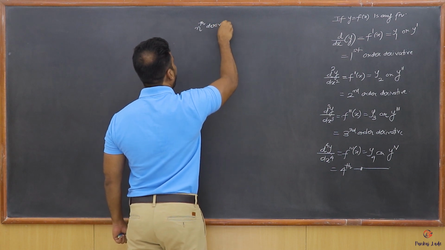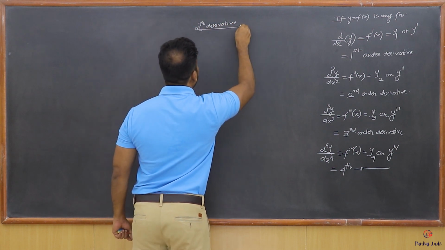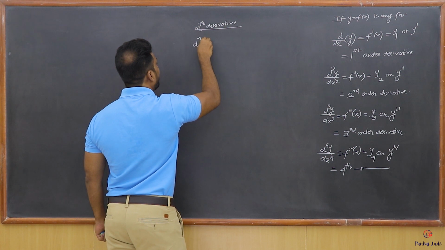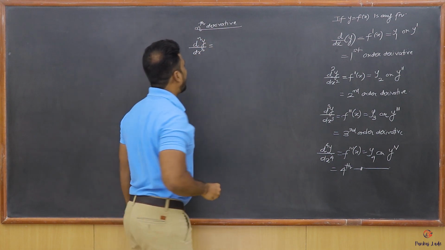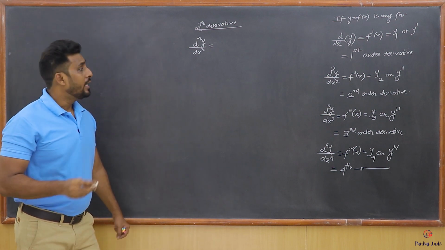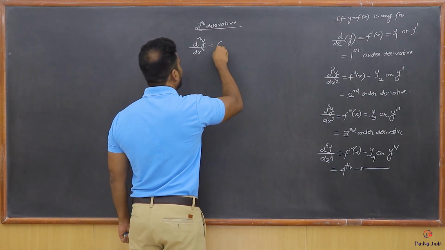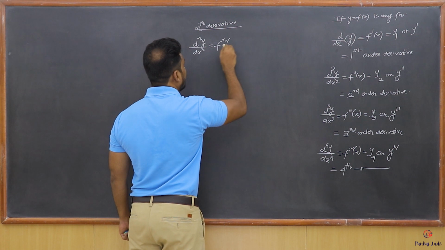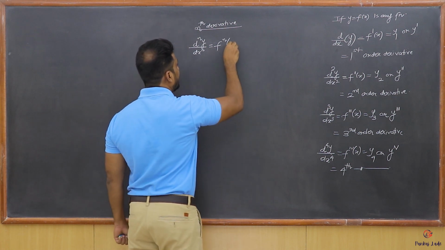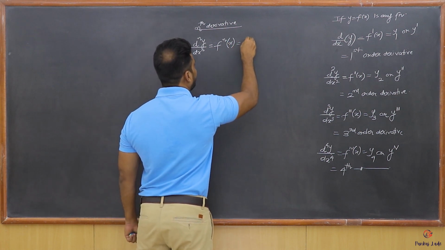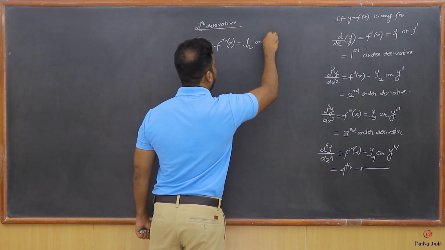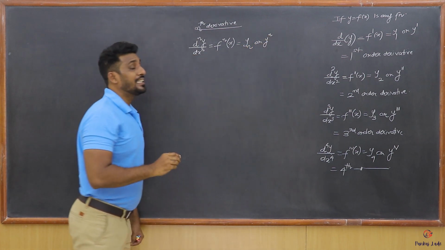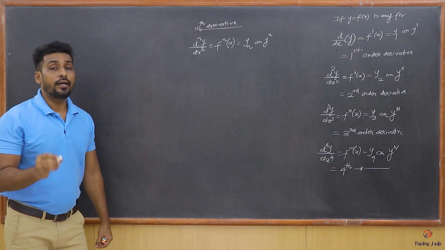So what do I mean by nth derivative? It simply means you want to differentiate a function y n number of times, d raised to n y upon dx raised to n. So this is called the nth order derivative. So f raised to n of x, or I can write yn. So this is what the nth order derivative means.